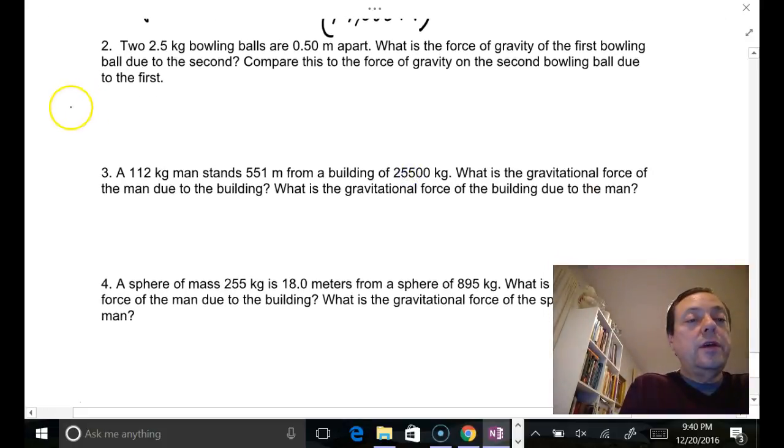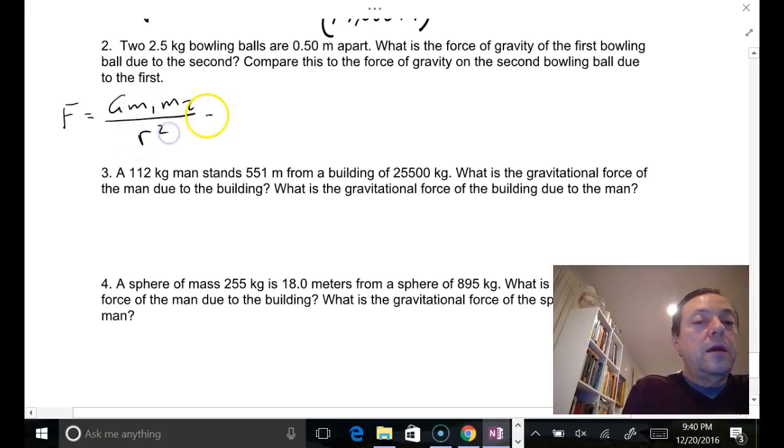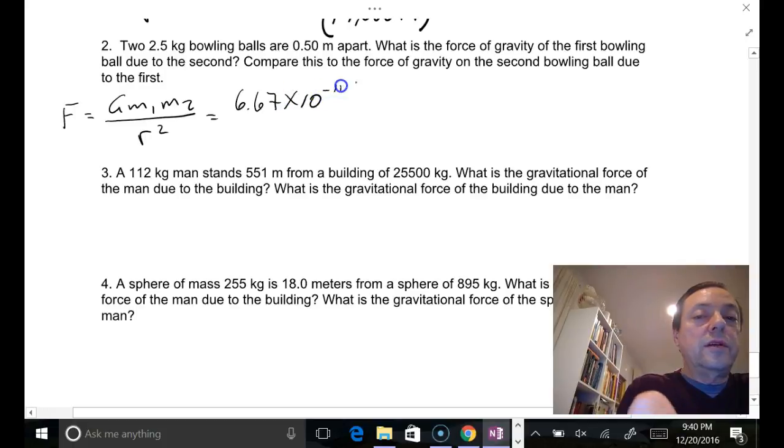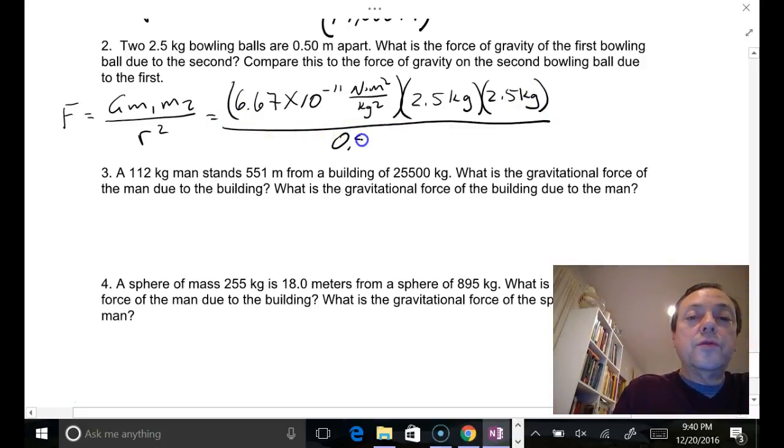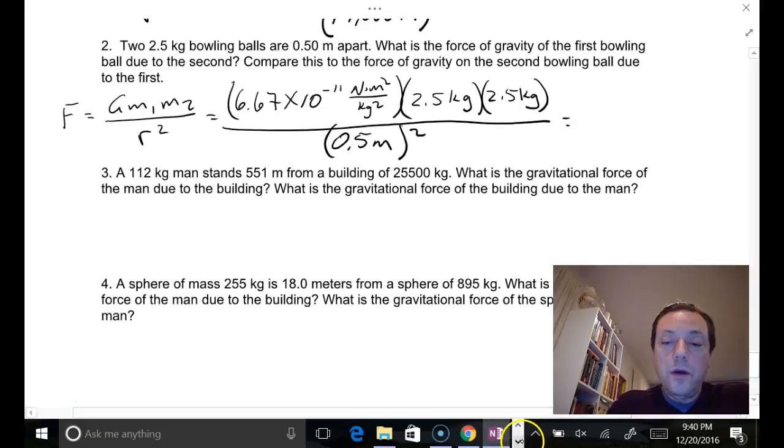Okay, so we have two 2.5 kilogram bowling balls. We write down the formula again, and we have 6.67 times 10 to the minus 11 Newton meters squared per kilogram squared, and 2.5 kilograms, 2.5 kilograms, all over 0.5 meters, and don't forget to square that. Okay, let's see what we can do about this.